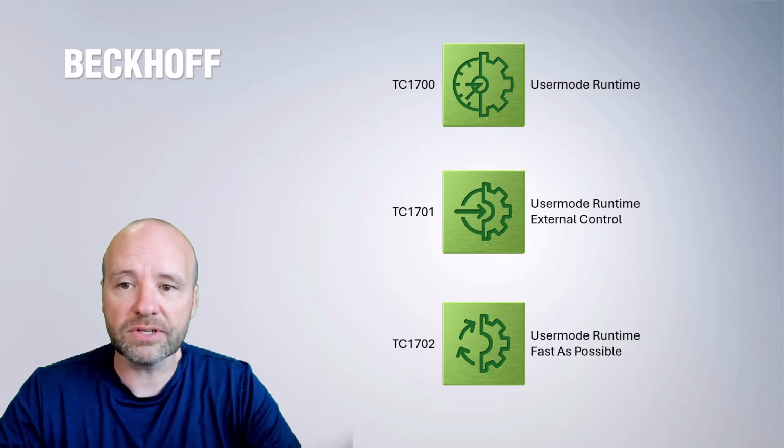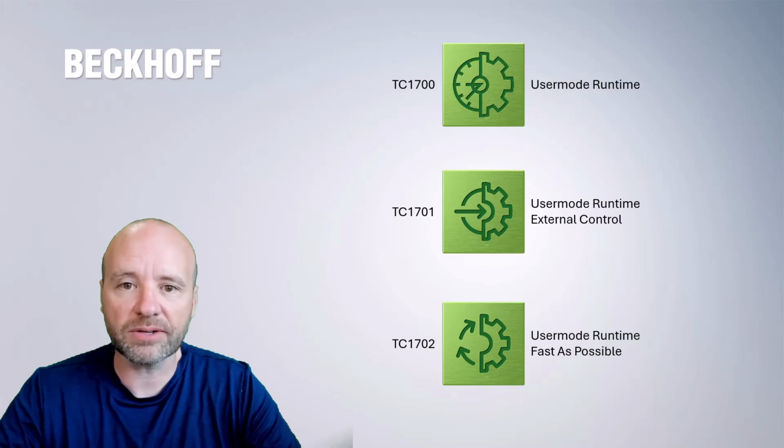There's two other modes that are dedicated to simulation. TC1701 is external control, where we can signal when we want the PLC cycles to happen. So if we need some external tool to do some simulation. The last one, fast as possible, TC1702, allows us to run as fast as the hardware will allow us, thus generating a lot of data from the PLC, again, for simulation systems.